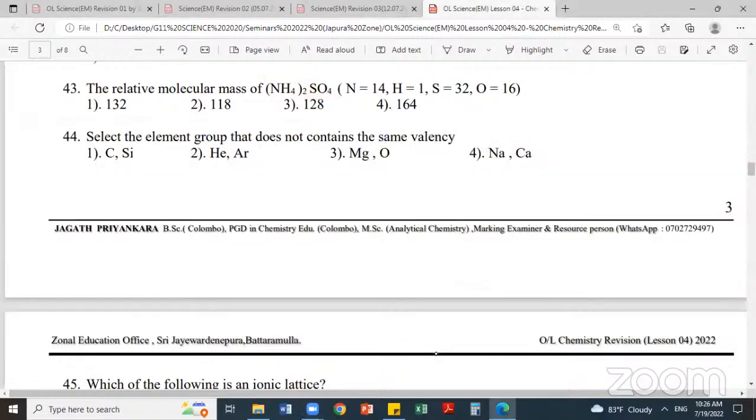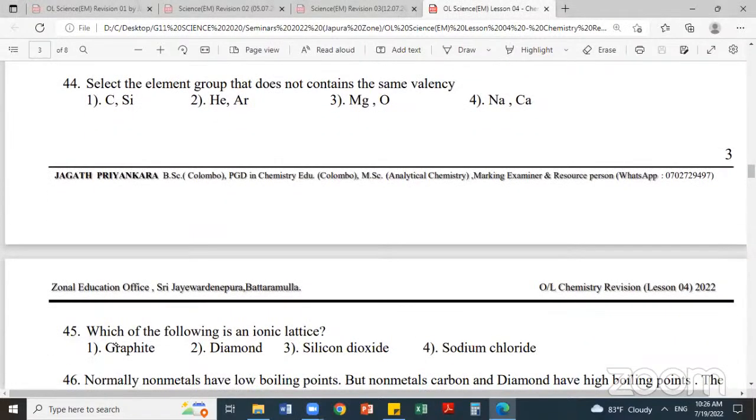Question number 44. Select the element group that does not contain the same valency. Highlight: does not contain same valency. Which pair does not contain the same valency? The best thing is, under each, write the group to which they belong. Then you can easily get the answer.